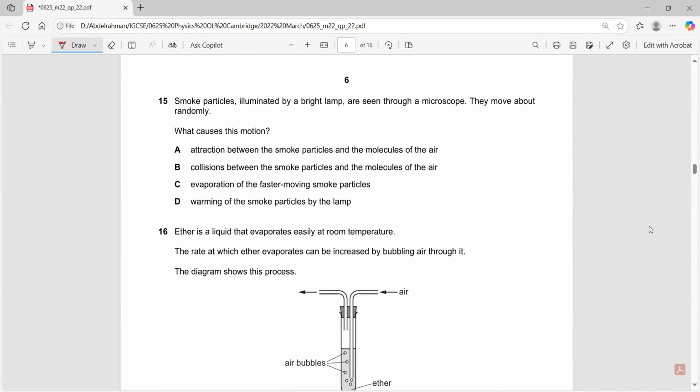Smoke particles illuminated by a bright lamp are seen. They move about randomly. What causes this motion? Collisions, right? Only collisions.